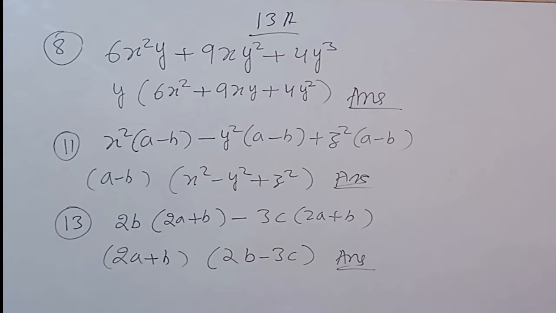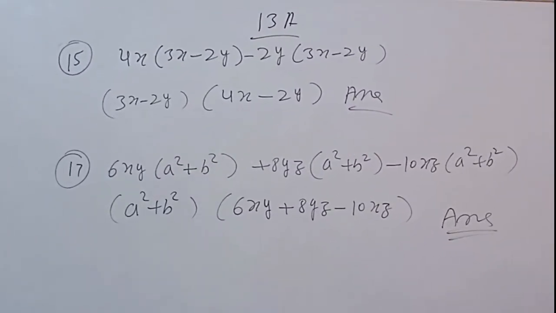Now I am taking question number 13: 2b in the bracket 2a plus b minus 3c in the bracket 2a plus b. By inspection we can find easily that 2a plus b is the greatest binomial that can divide both terms completely. Taking 2a plus b outside, inside the bracket we will have 2b minus 3c. In that manner you will solve questions number 8, 11 and 13.